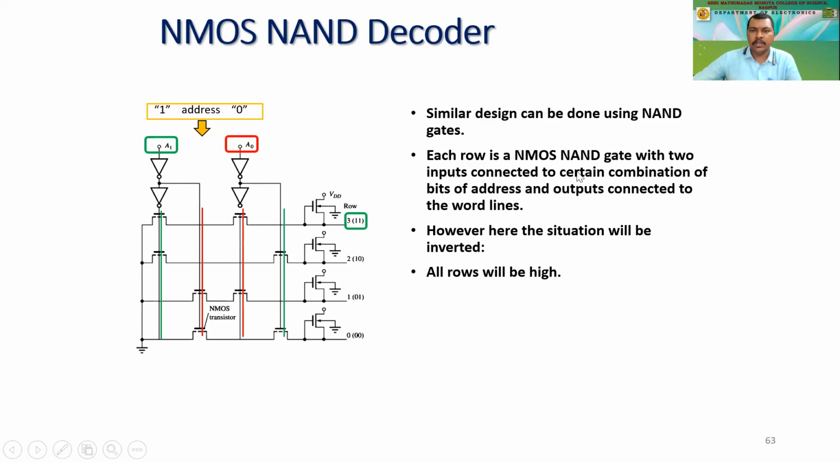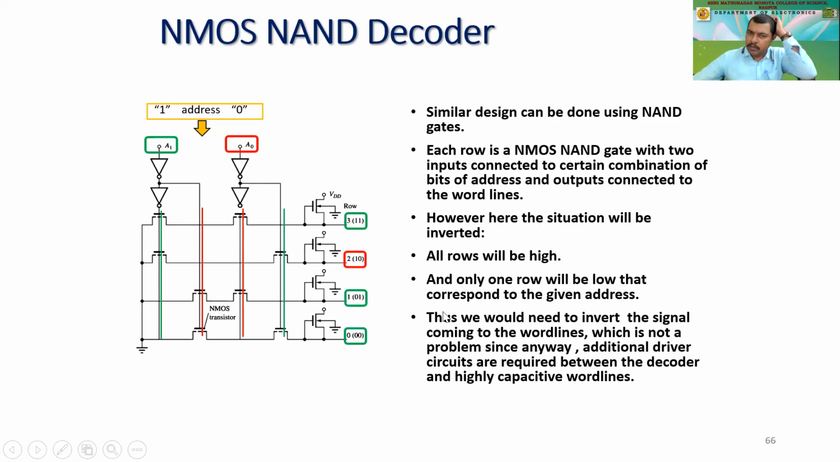So each row is an NMOS NAND gate with two inputs connected to a certain, again the same sort of structure, but instead of the NOR gate, we are using the NAND gate here, right? And the data will appear in the same fashion. So all rows will be high, and only one row will be low that corresponds to the given address. Here, that address will be low where we need to have the data. Other addresses will be high.